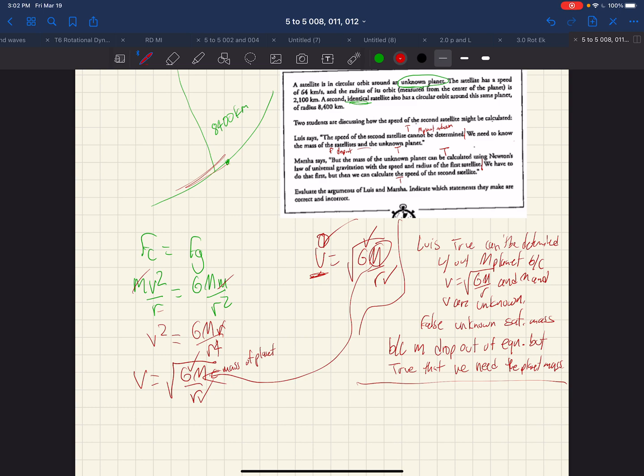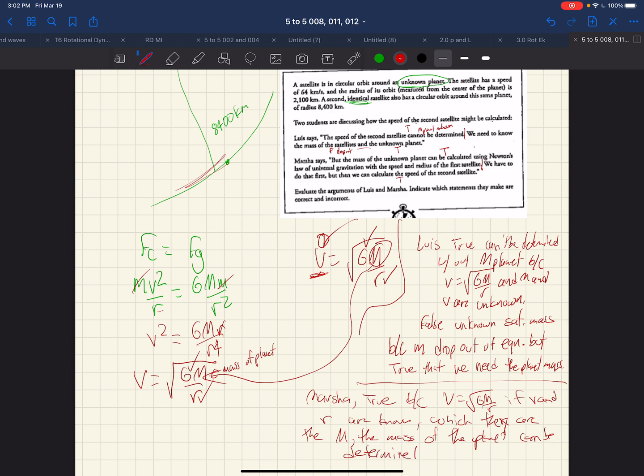So Marcia says, but the mass of the unknown planet can be calculated. That's true, because v equals the square root of GM over r. If v and r are known, which they are, then M, the mass of the planet, can be determined. Now we want to define what these terms are whenever we can. So if we use a letter, like the mass of the planet, put it in real terms.